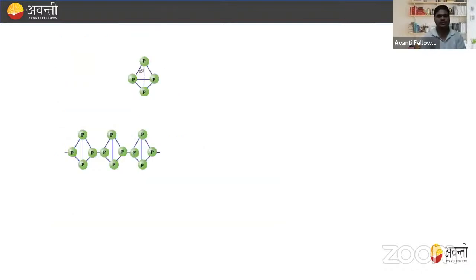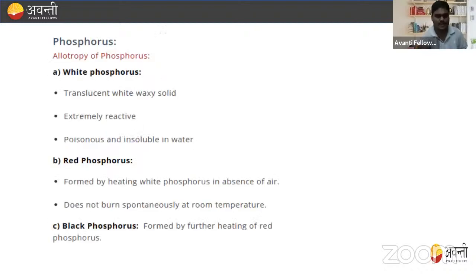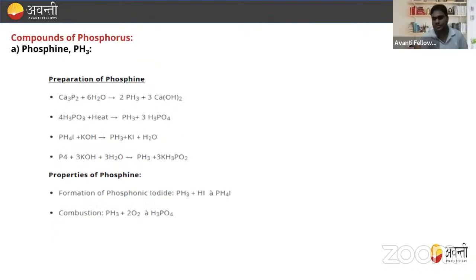Okay, these are the structures. We can observe that this is a P4 molecule. Then we have P2 and P6. So these are the structures of the white and the red phosphorus, right? Now these are some important compounds of phosphorus.